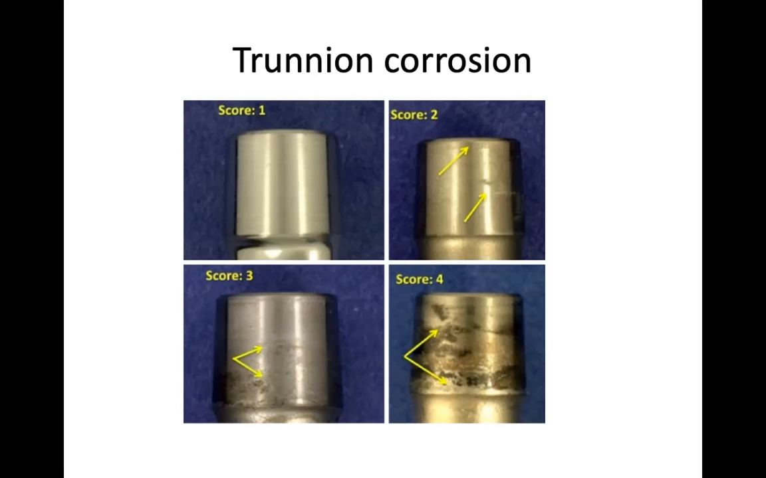And that's why there's a trend to go away from metal on poly due to corrosion at the junction of the head and the trunnion, and a trend towards going to ceramic on polyethylene, which has less corrosion at the taper.